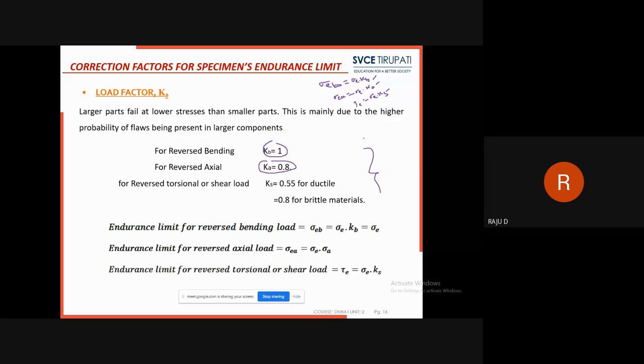Kb is equal to 1, K is equal to 0.8, then tau: Ks is equal to 0.55 for ductile material, 0.8 for brittle material. Like that, you first calculate the endurance limit value for the reversed loading condition. That's the first part.